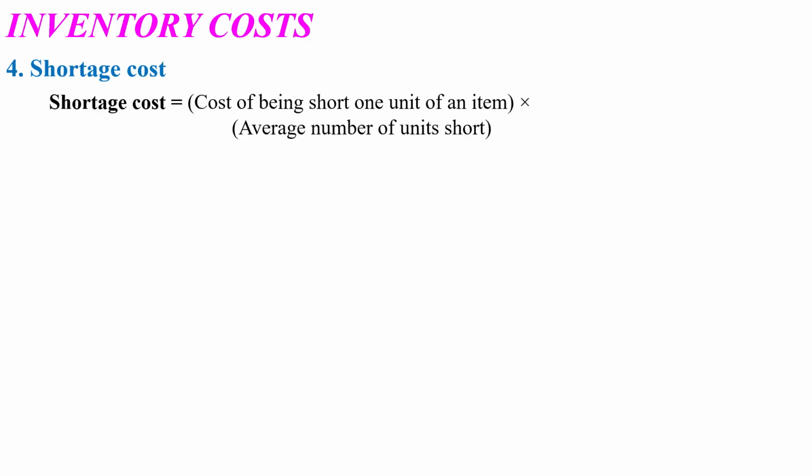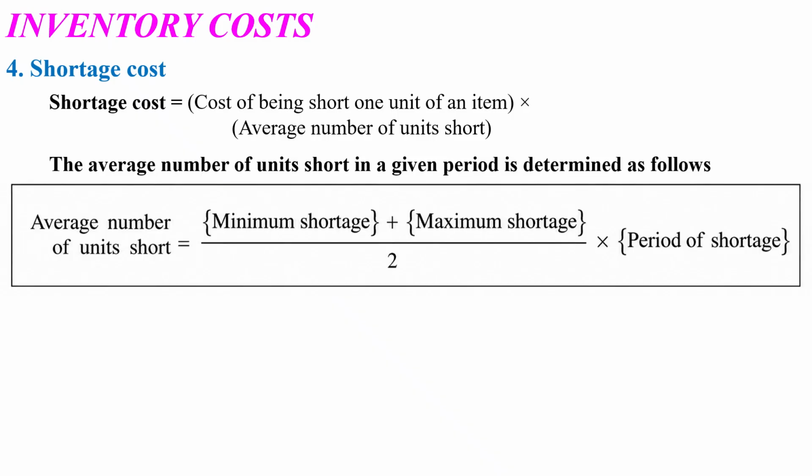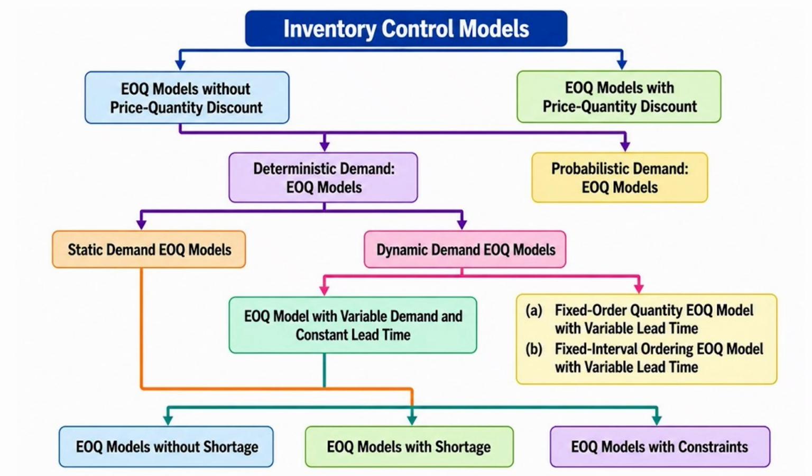Next one is the shortage cost. Shortage cost equal to the cost of being short 1 unit of an item into average number of units short, and average number of units short equal to (minimum shortage plus maximum shortage) divided by 2 into period of shortage. This is the schematic representation of inventory control models.